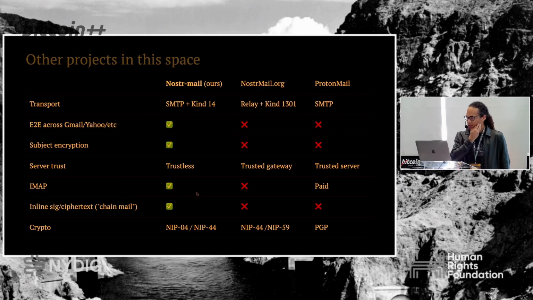Other projects in this space I should mention: there's another NostrMail project that started up recently. They got OpenSats funding recently, so good for them. But their approach is very different. It introduces a new kind event within the Nostr relay system. So it's more like adding email to Nostr rather than adding Nostr to email. But it again has the same restrictions that ProtonMail uses. You can't get end-to-end with Gmail or Yahoo.